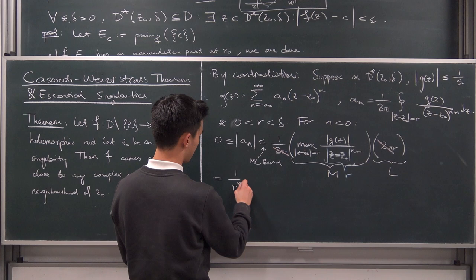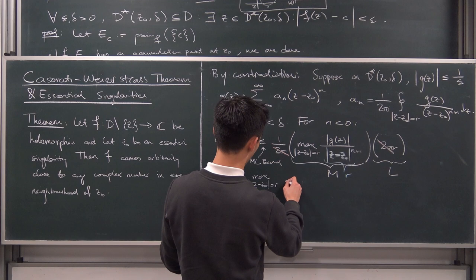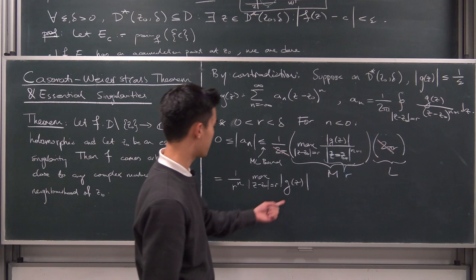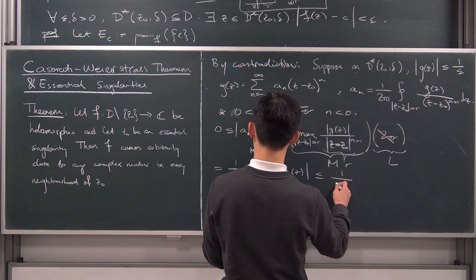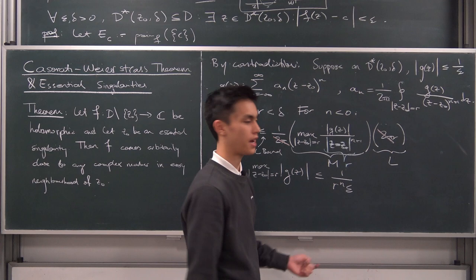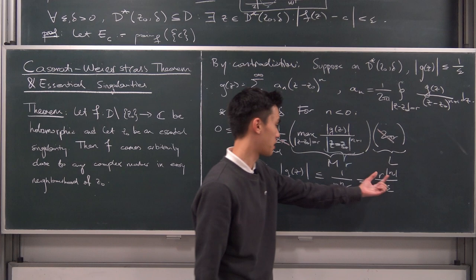Okay, and then what else do we have? We have the maximum over z minus z naught equal to r of the absolute value of g of z. But here's the thing: we assumed that was less than or equal to 1 over epsilon. So this whole thing here is less than or equal to 1 over r to the n times epsilon. And another thing we could do, because n is negative, is rewrite this as r to the absolute value of n divided by epsilon, because we can flip this up since the power is negative, but then we just have to put in absolute values here.